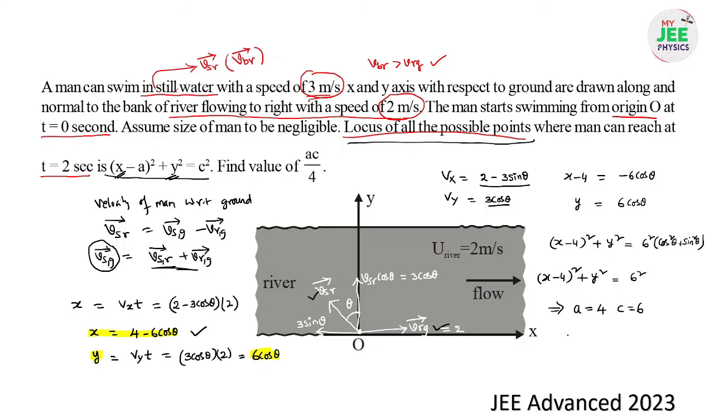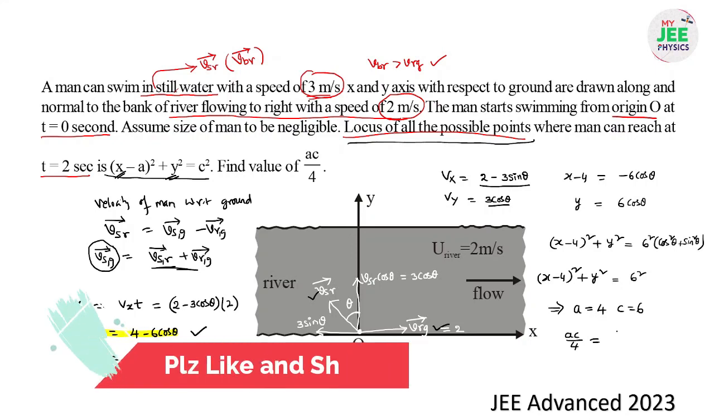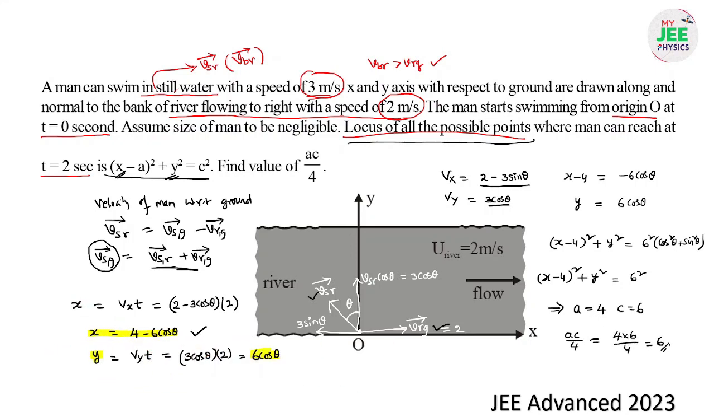Okay, so they're asking a into c by 4. I think by this time you can find out the value. 4 into 6 by 4, you'll get final answer is 6. So hope you got the answer.